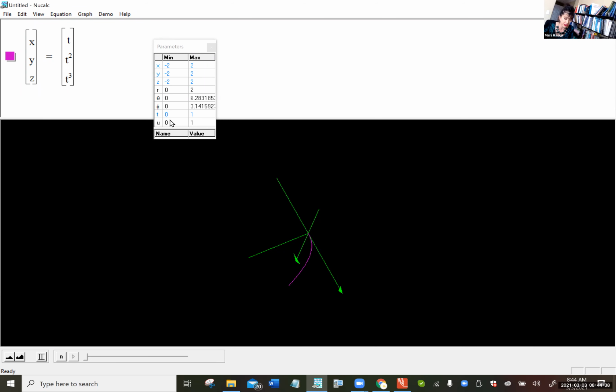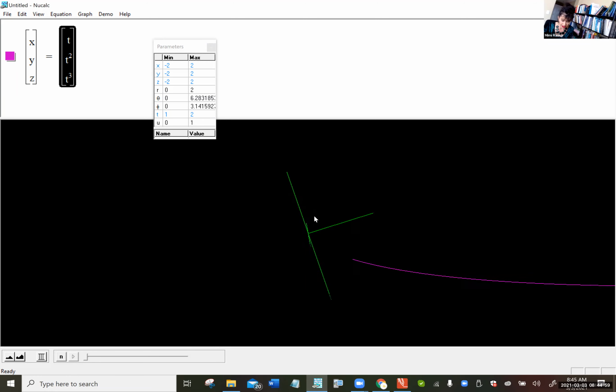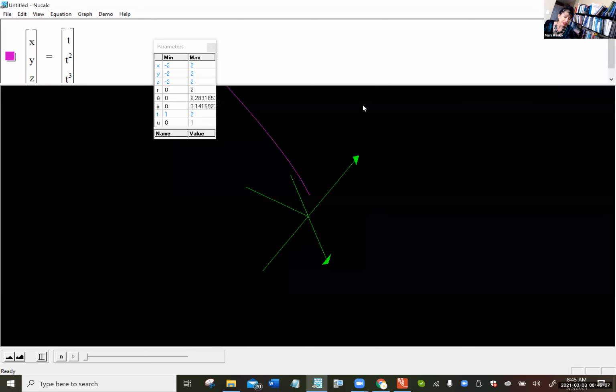So let me have t go from 1 to 2. That's going to be just a really small piece of it. Okay, so it's giving me a piece of this twisted cubic. I think you could see it right there. I'm getting a little seasick with it all rotating all over the place. Okay, so there's a piece of it.